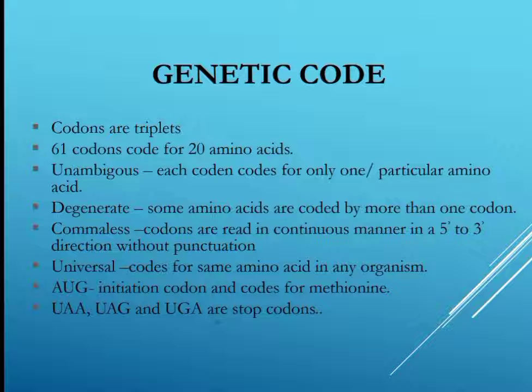The codon is read in mRNA in a contiguous fashion. Contiguous means touching, that is without any punctuation. Thus the code is comma-less. Then the genetic code is nearly universal, that is a particular codon codes for the same amino acid in all organisms except in mitochondrial codons and a few protozoans. AUG is a codon with dual functions. It codes for the amino acid methionine and also acts as an initiator codon.